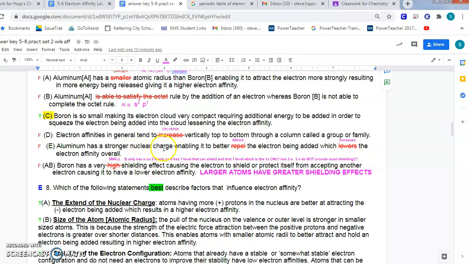Aluminum has a stronger nuclear charge. True. It would make it better at repelling. No. The stronger nuclear charge would make it better at attracting. The stronger nuclear charge would lower the electron affinity. No, the stronger nuclear charge increases the affinity. The better you are at pulling the electron to you and holding it, the greater is the affinity.